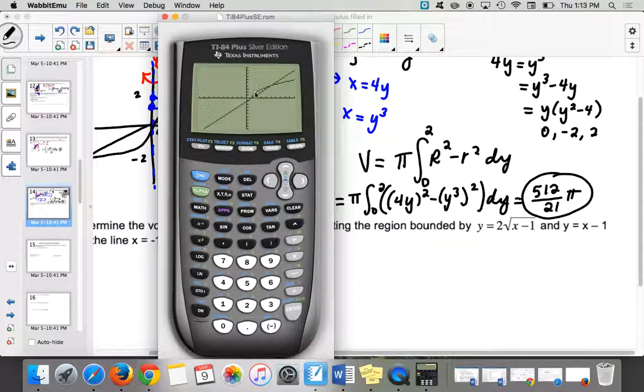Okay, so it looks like it's crossing at maybe 1, 0. Let's check it. So if I plug in 1 for both of them, do you get 0? Yep. And then what's the other point? Do you guys have that? So the intersection point. 5, 4.